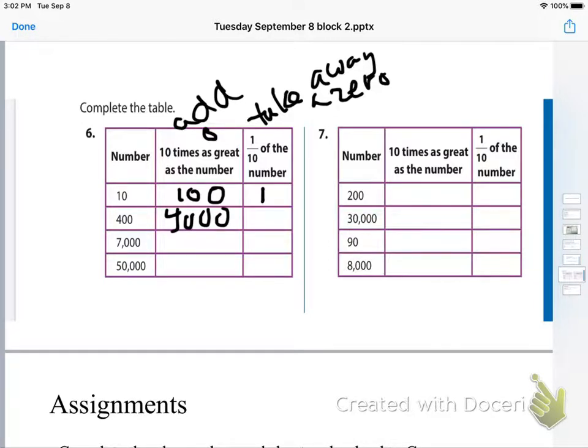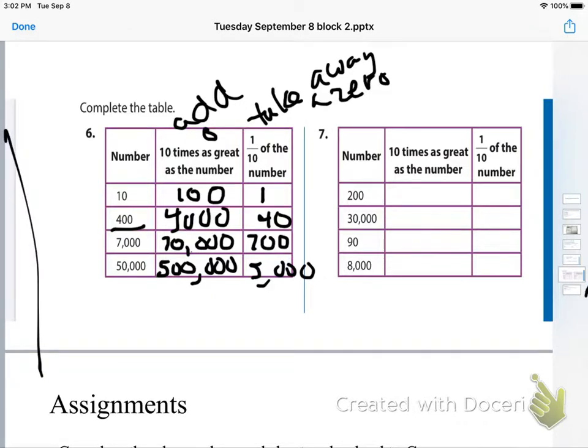And then 1/10 of 400 is 40. And then 10 times as great as 7,000 would be 70,000. And then 1/10 of 7,000 would be 700. 10 times as great as 50,000 is 500,000. And then 1/10 of 50,000 is only 5,000. All right, so that's what we talked about in class today.